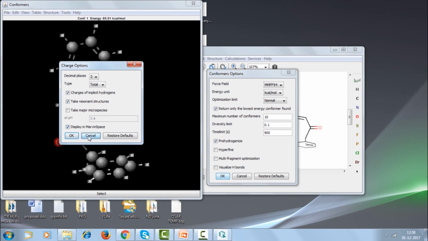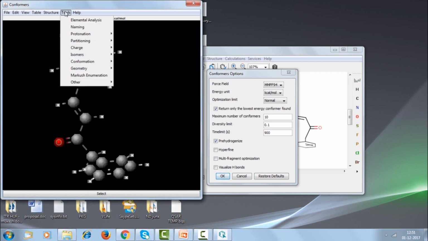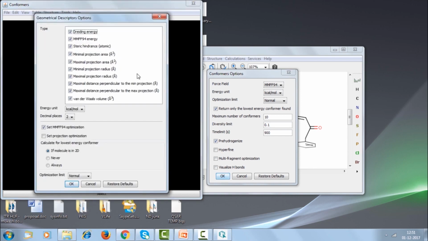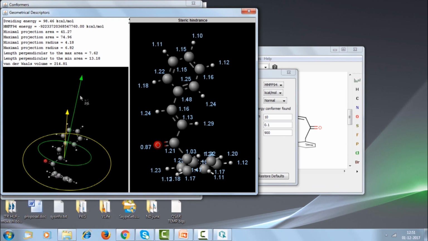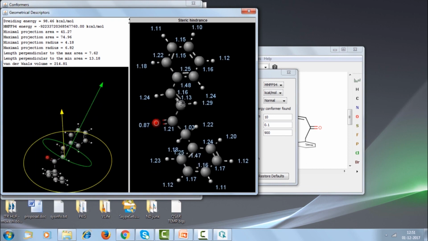Then we can look at, we looked at geometry, geometrical descriptors. I think we looked at that also. As you can see here, it gives you the steric hindrance of this molecule, the lower energy, this is based on the software, minimal projection area, maximal projection area as you project it on a 2-dimensional plane in both the directions, as you can see here.